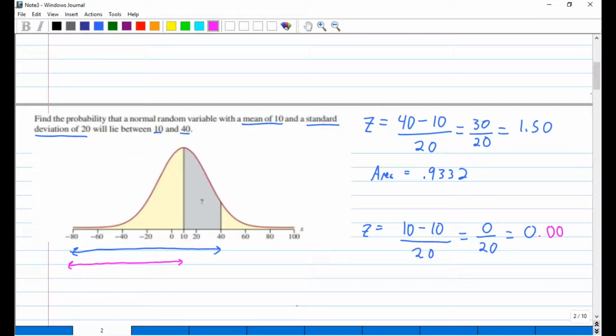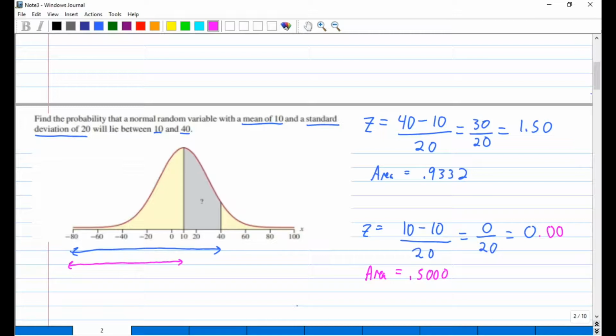0.00. You get 0.5000. So our area here for a z-score of 0.00 is 0.5000, right? So all of this to the left is half the area under the curve, because we know that all of the area under the curve is equal to 1, right?